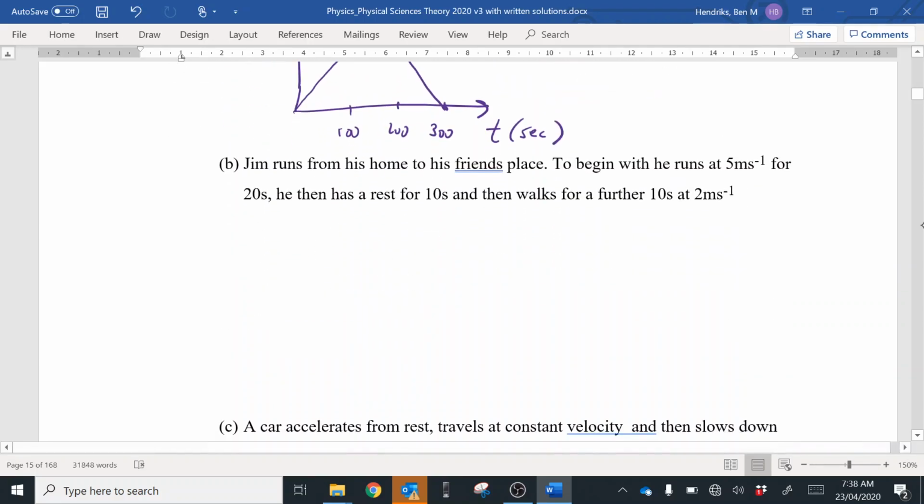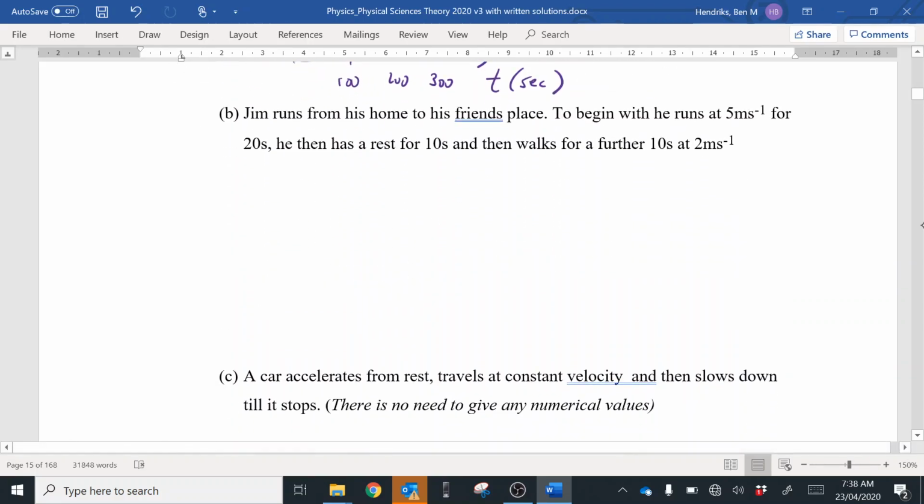Okay, so the second scenario, we have Jim. Jim runs from his home to his friend's place. To begin with, he runs at 5 metres a second for 20 seconds. He then has a rest for 10 seconds and then walks for a further 10 seconds at 2 metres a second.